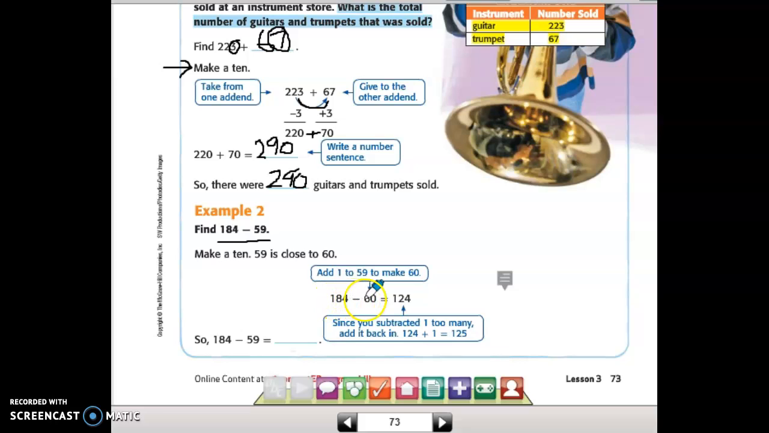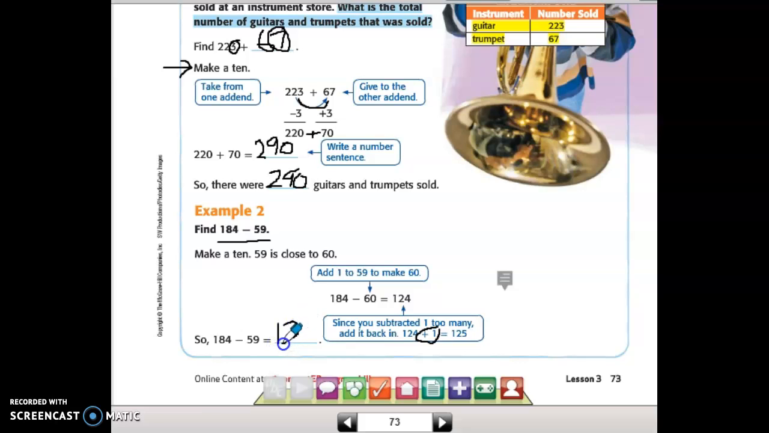Okay, so now I've got 184 minus 60 is 124. And hopefully because of the rounding of this number, you're able to solve that in your head. Now, since we did add 1, in order to get our difference correct again, we need to add that 1 back in. Round, but remember how far you had to round. So since we had to round up 1, we need to add 1 in before we get our correct difference here. So 184 minus 59 is 125.